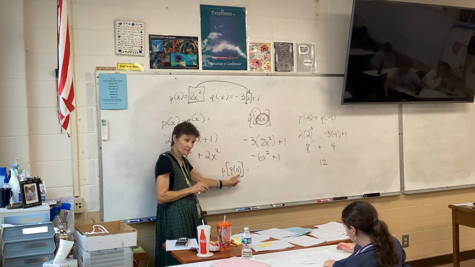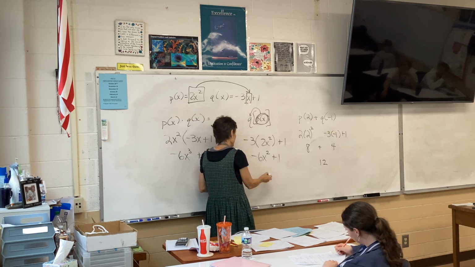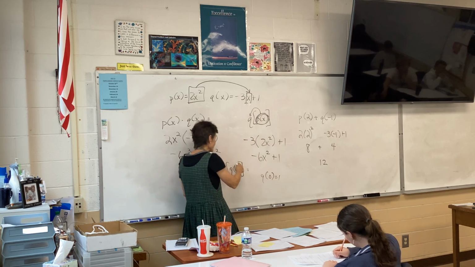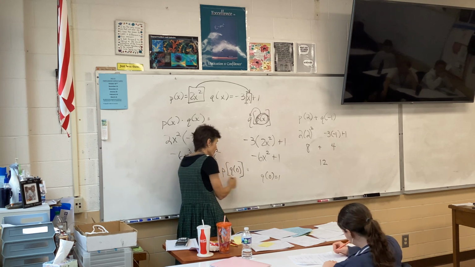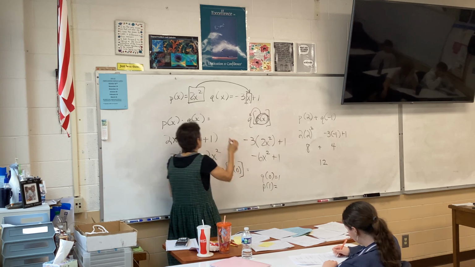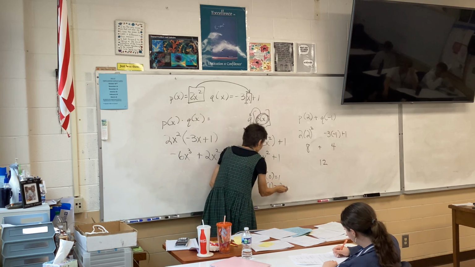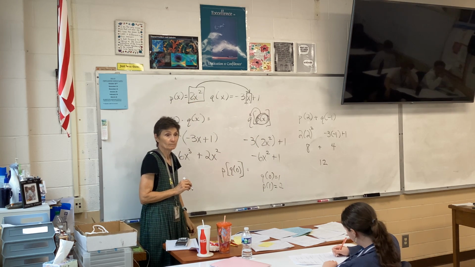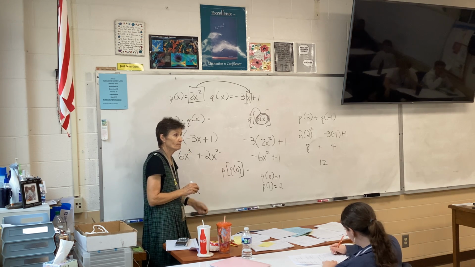So I'm going to find Q of 0. So what's Q of 0? 1. If I put in 0, I get 1. Then I take that 1 and plug it into P. So P of 1 is, what's P of 1? 2. 1 squared is 1 times 2. And that's the answer to the problem.